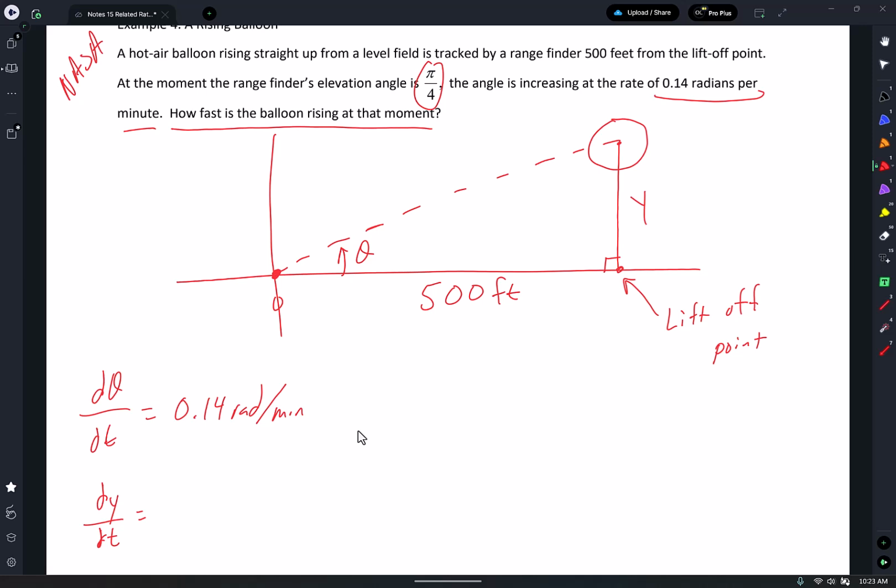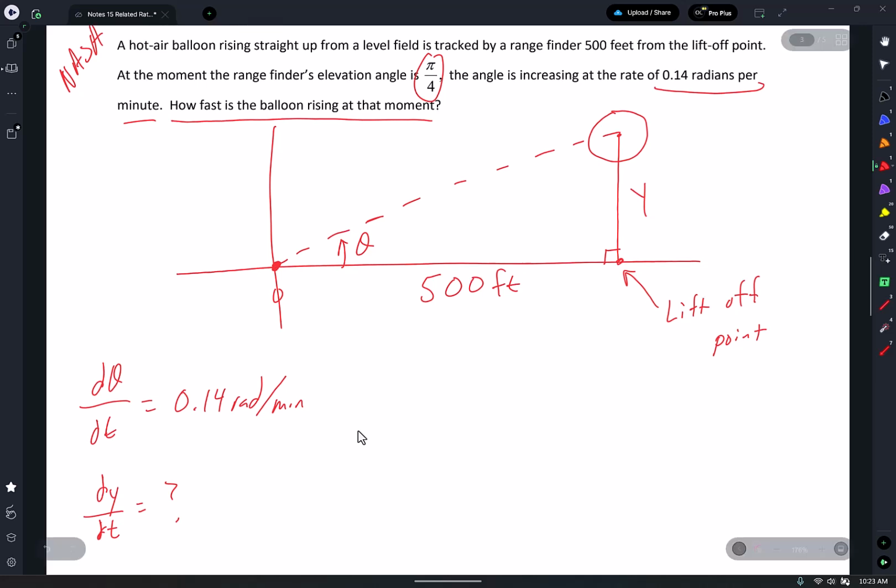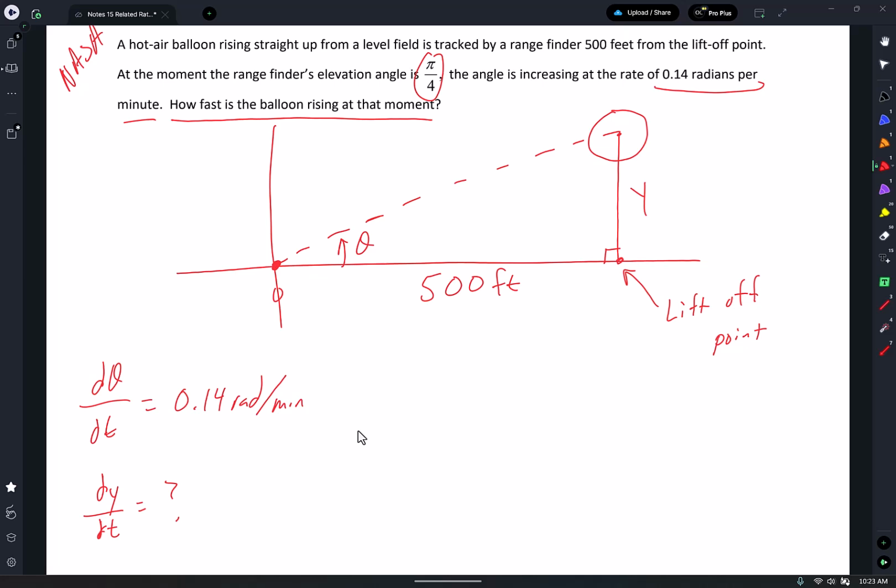All right, we want dy/dt. Are we okay so far? Everyone's good. All right. So here we go. What relationship uses 500, theta, and y? Think about it, guys. No, you're not going to say Pythagorean theorem this time. SOHCAHTOA. See? Well, okay. Let's talk about it real quick. Let's say it again. The y, the theta, and the 500.